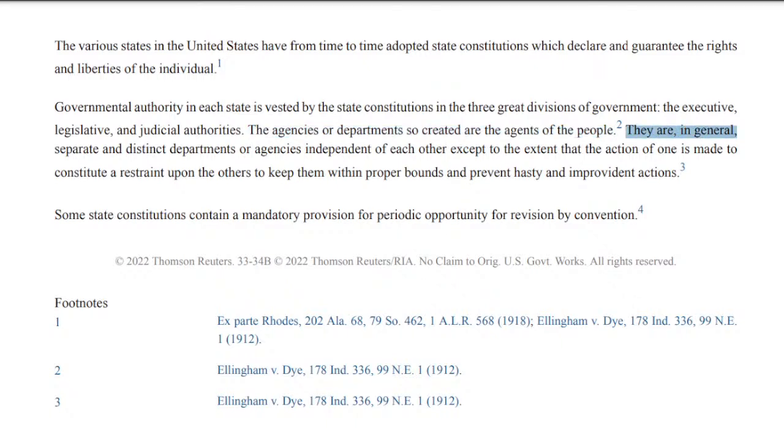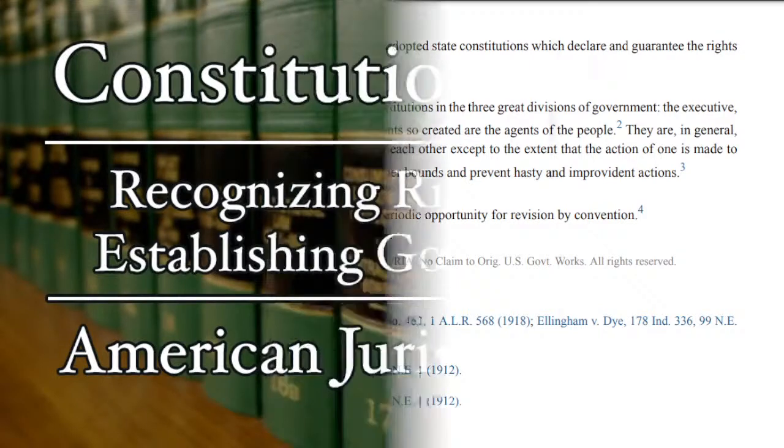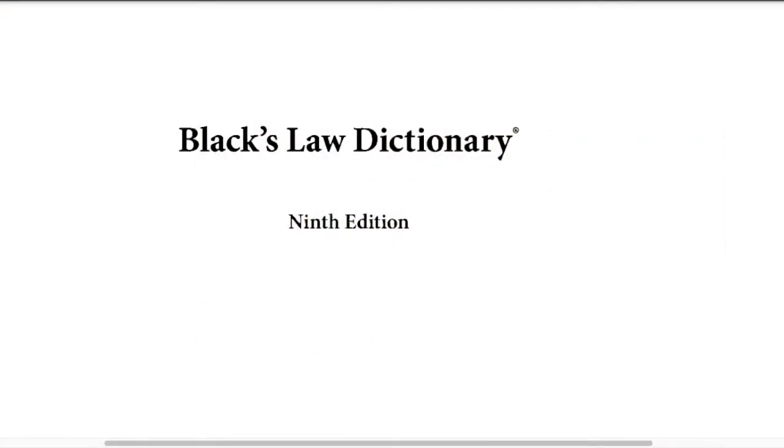They are, in general, separate and distinct departments or agencies, independent of each other, except to the extent that the action of one is made to constitute a restraint upon the others, to keep them within proper bounds, and prevent hasty and improvident actions. So we haven't been looking at Black's Law, but let's look up improvident, if it's in Black's Law, just to see if perhaps it is a word that we should be looking up.